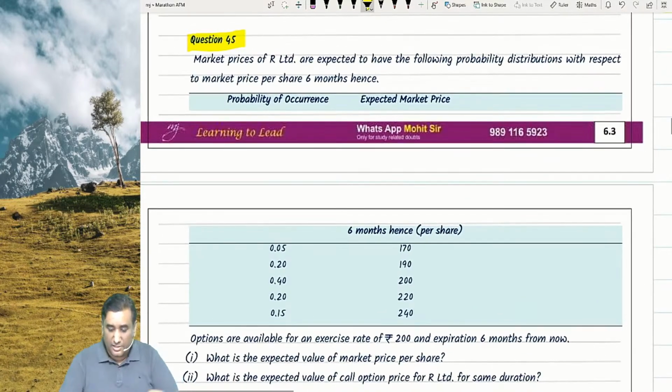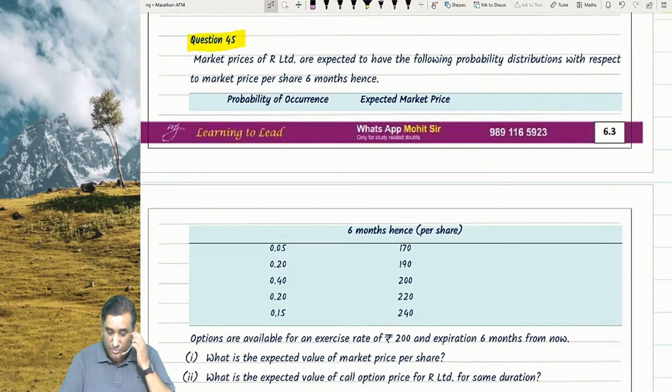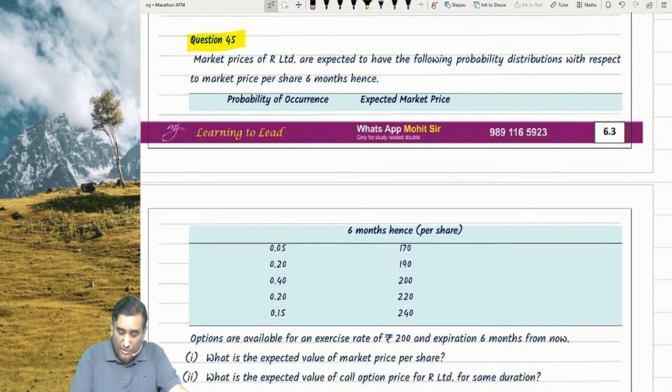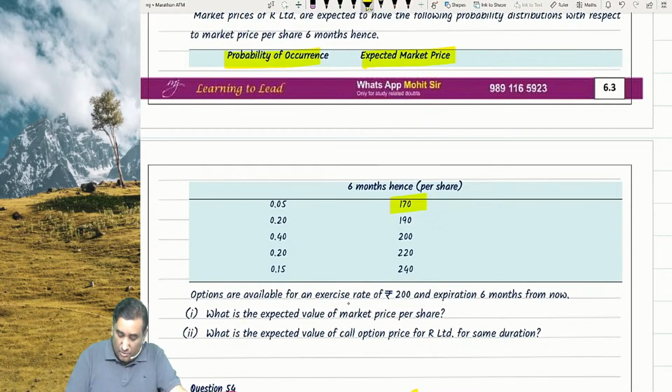Market price of R limited, expected, probability, market price. Now we are moving to options valuation coming out of the beta management. Probability of occurrence, market price. We have been given 170, 190. Options are available, size rate 5, 6, market value price per. First is expected market price. This is challenging.